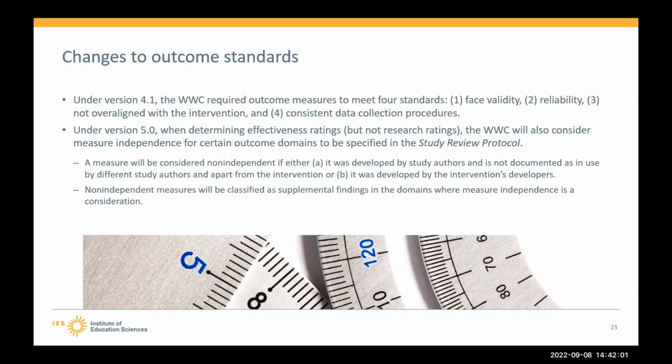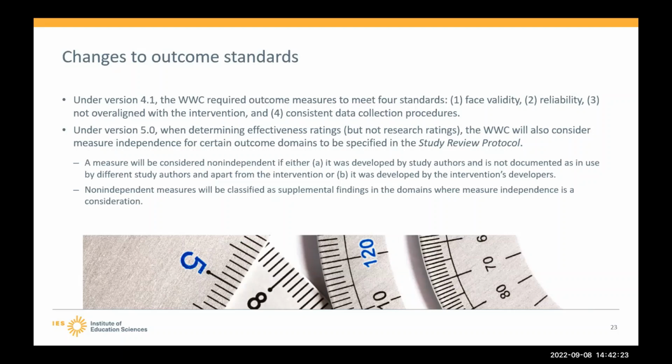And so, for instance, this might be obvious when conducting a study review if the study includes citations to other study teams or other researchers who might also be using that measure. Now, importantly, administrative records, such as those from district or state agencies, are automatically considered independent measures.